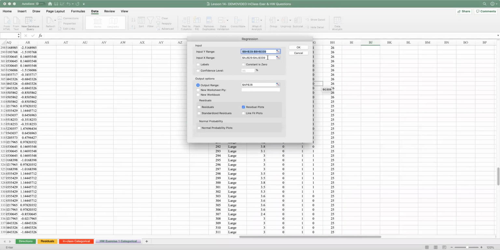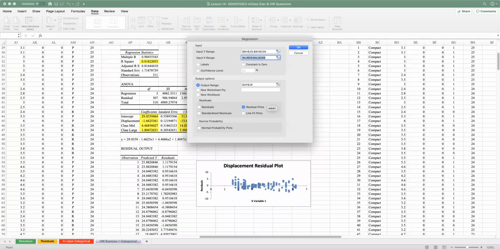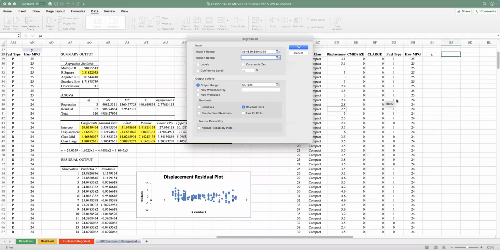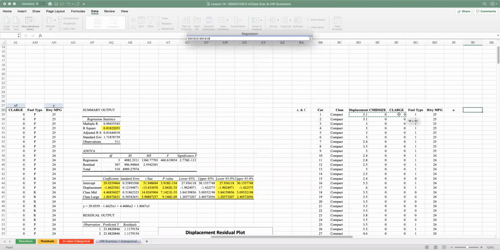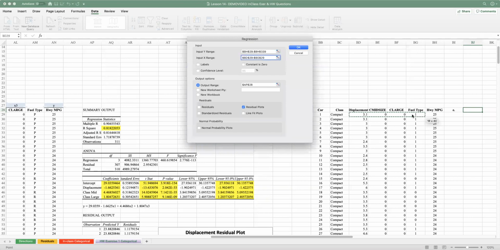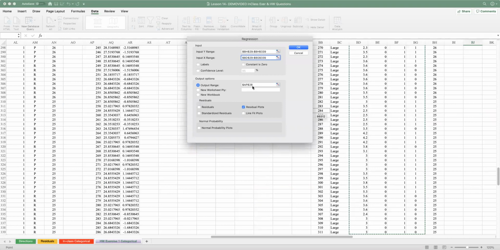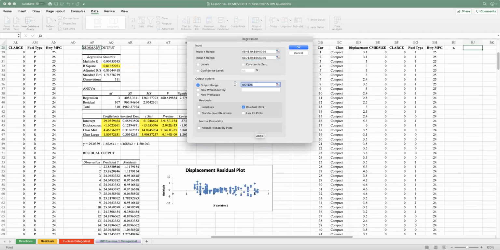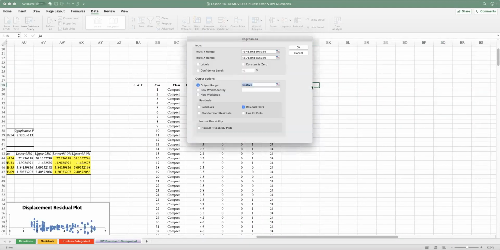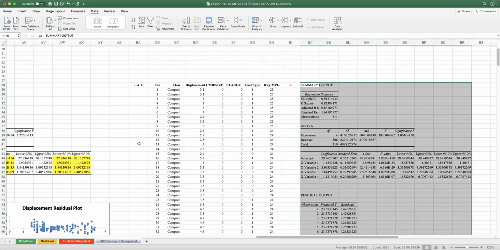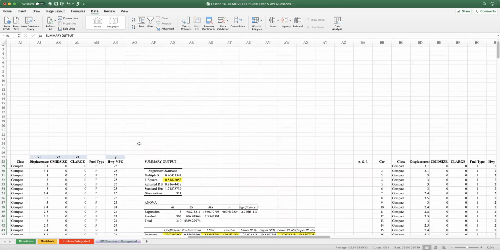Okay, now the X range. We got lots of stuff for this one. Okay, so we're going to do displacement, starting here. Displacement, midsize, large, and fuel type. Notice that's now categorical as well. Shift control down arrow. Okay, good. Let's put it where we want it. That's fine right there. Let's double check. Yes, everything's fine. All right, again, you gotta drag these residuals.